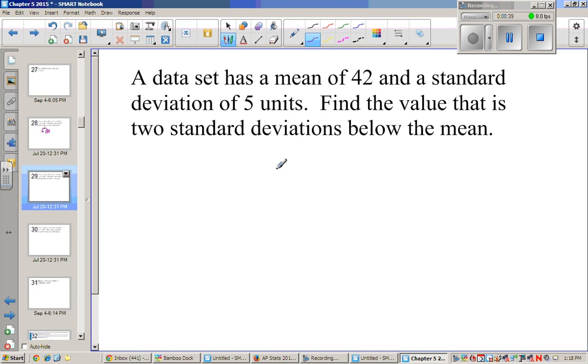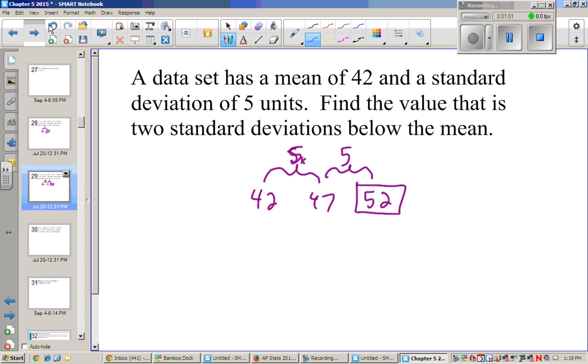Now, same situation, let's do 2 standard deviations away. That's 5, and that's 5. And so I'll go up to 47. I'll go up another one. Now I'm at 52. So my answer is 52.